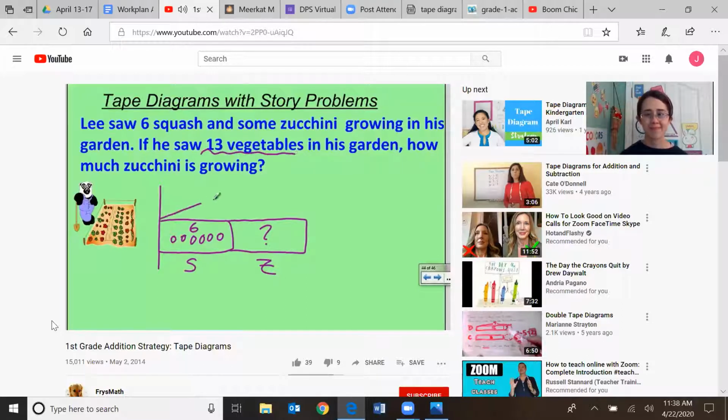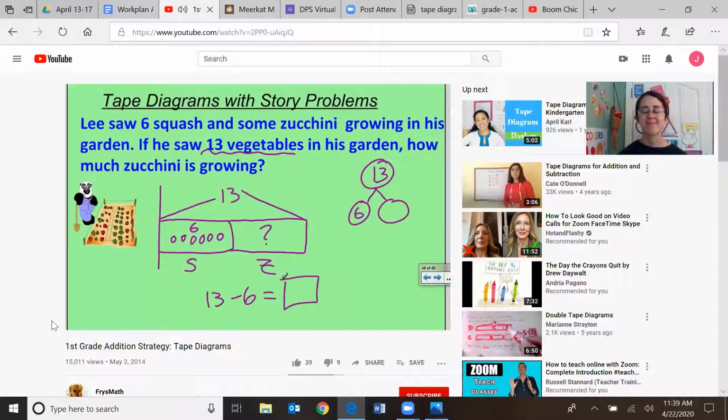Since I know that's the total in my garden, that's worth the entire 2 bars put together. It makes 13. Again, this really reminds me of my number bond. I have 13 as my whole, 6 as a part, and I don't know what my other part is. So I know when I have a whole and a part, I'm going to do subtraction. 13, take away 6, equals my missing number.